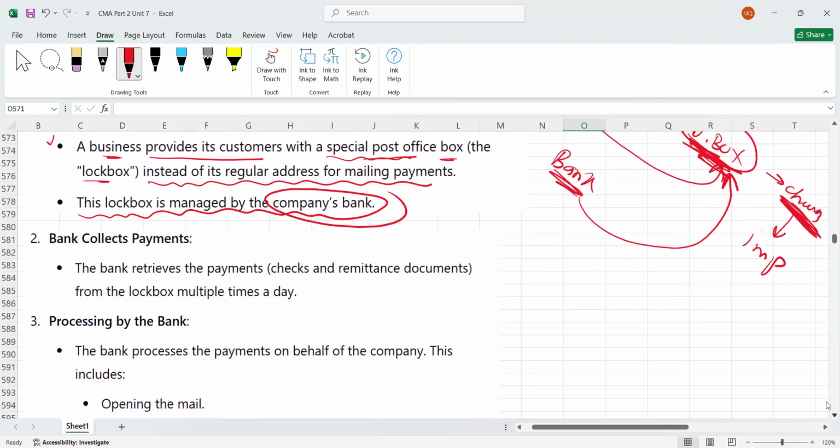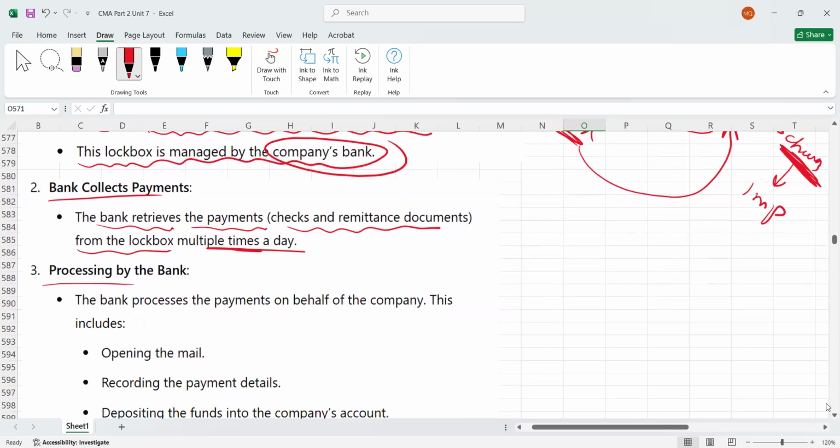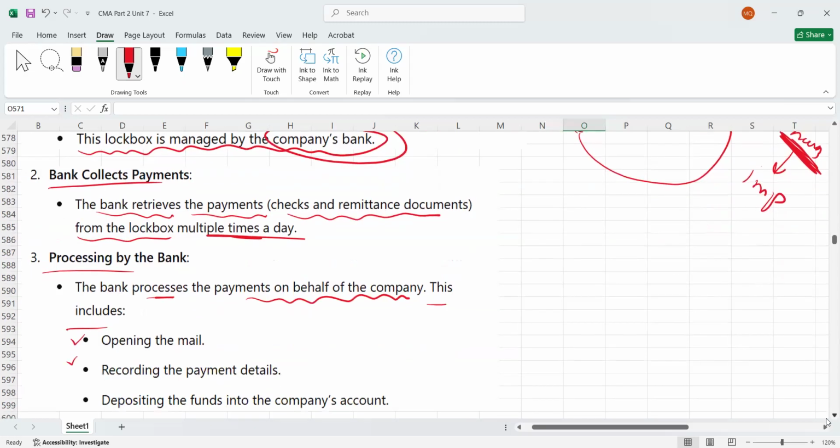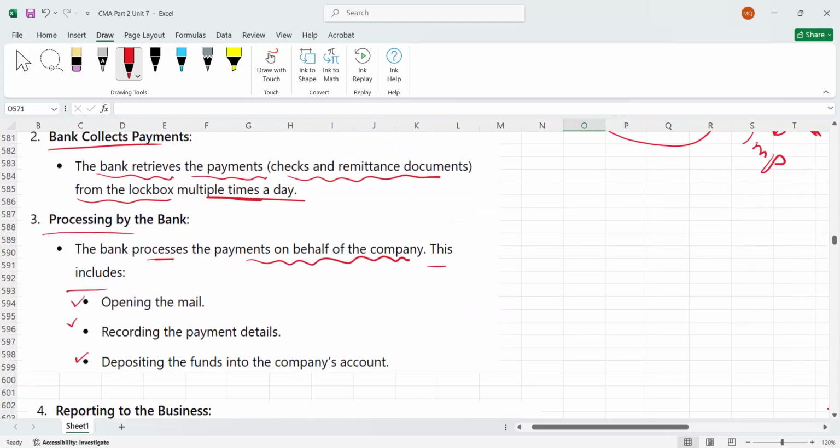Okay, how will they manage? Bank collects payment. How? The bank retrieves the payments, meaning the checks and remittance documents, from the lockbox multiple times a day. Now, definitely this service which is offered by the bank is not going to be free of cost, right? So the bank processes the payments on behalf of the company. And this includes what? Opening the mail. They will open the mails, meaning envelopes, recording the payment details, and depositing the funds into the company account.